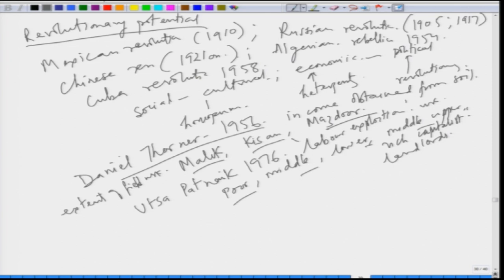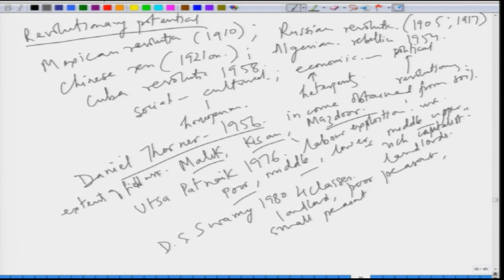Then we also have the contribution of D.S. Swami, who was trying to see in terms of four classes, especially when we speak about the class structure in the rural society, the peasantry. D.S. Swami was trying to see it in terms of the landlord, the poor peasant, the small peasants and the well-to-do peasant. So, I think these are the different ways in which the agrarian classes, especially in rural India, have been experimented with and seen by various scholars.